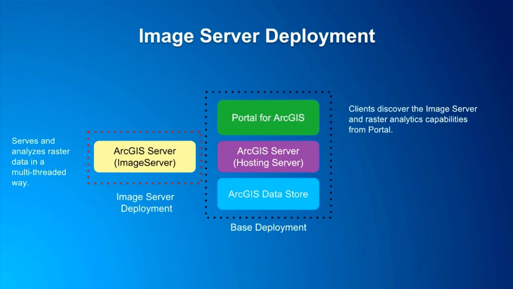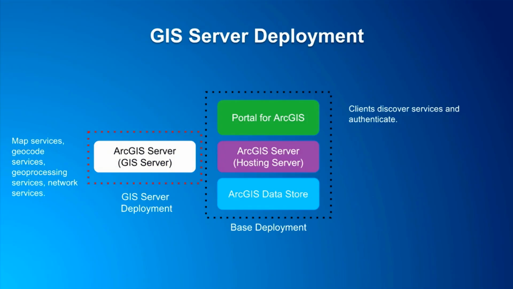Your portal is going to be able to discover the image server and share that information out so that when you work with it in clients that connect to a portal, they'll automatically know about the image server and provide those capabilities. The final one is the GIS Server deployment.